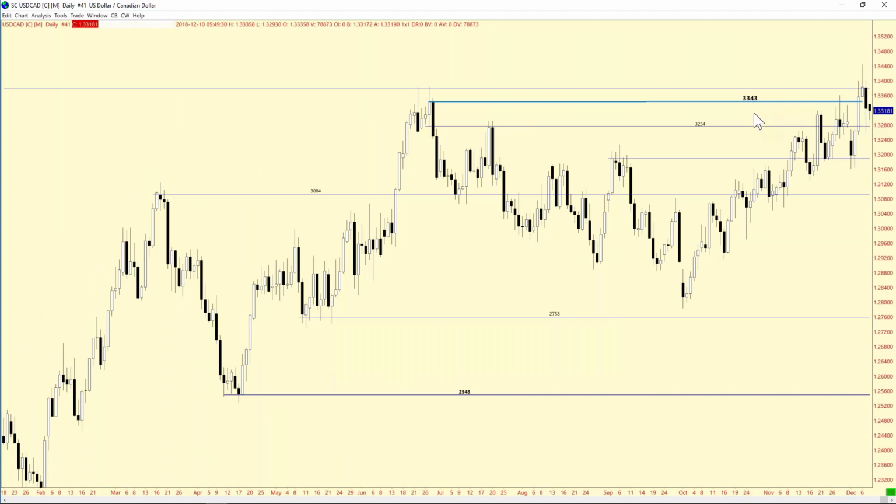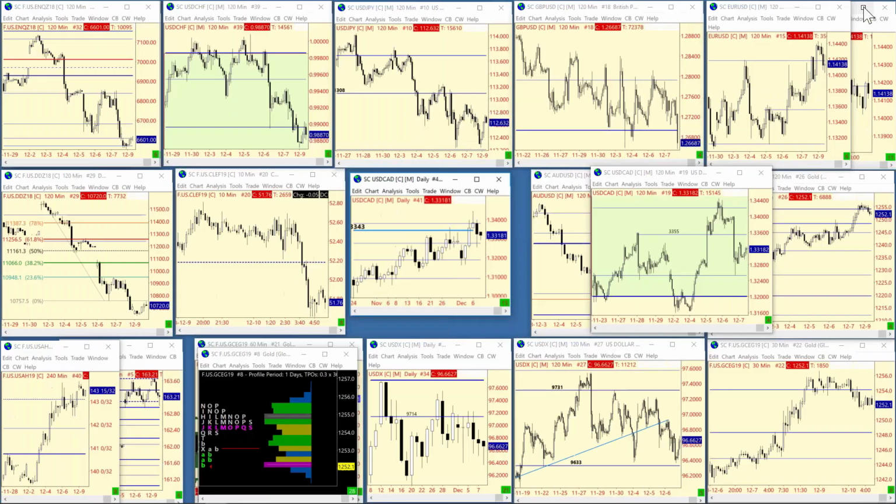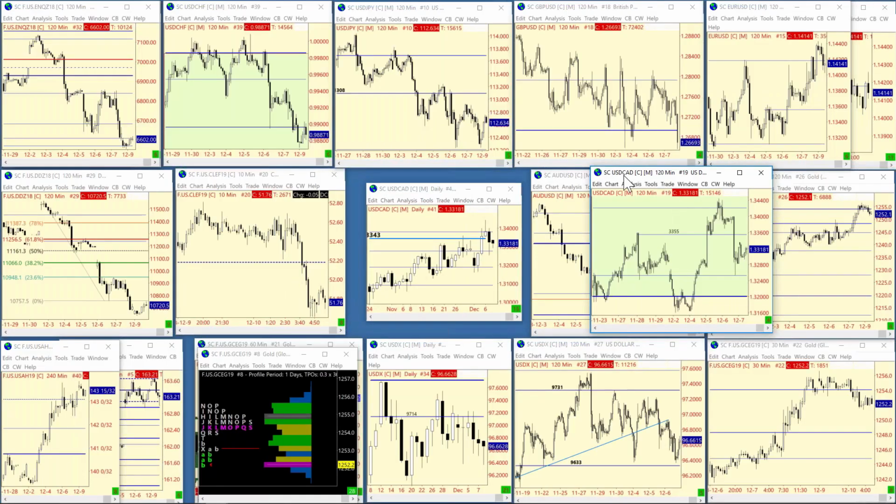We'd have to get above any moves to the 33.43, good sales. It would have to actually get a daily close above that to short-term nullify that. But actually, in our Asia analysis, we're looking for moves all the way up to 33.55. So with that, we'll go on and move into the news.